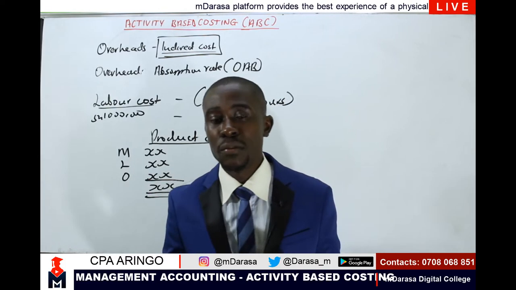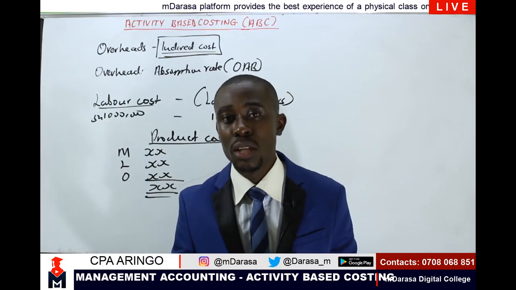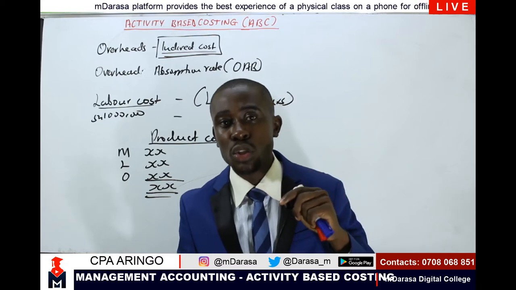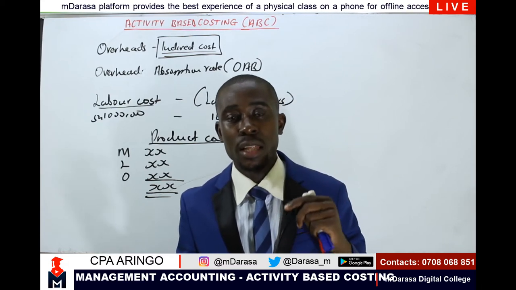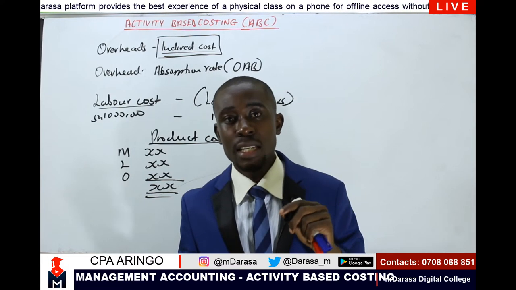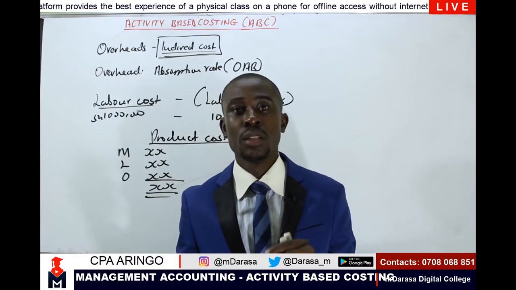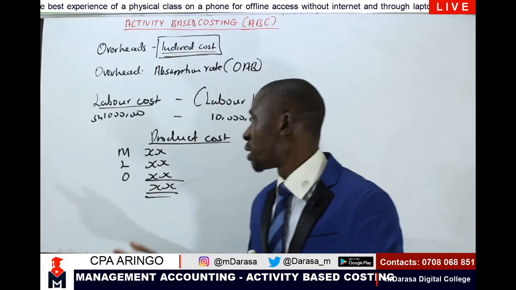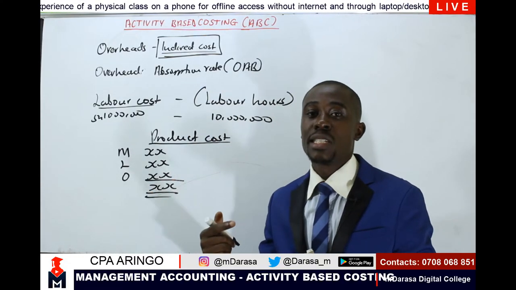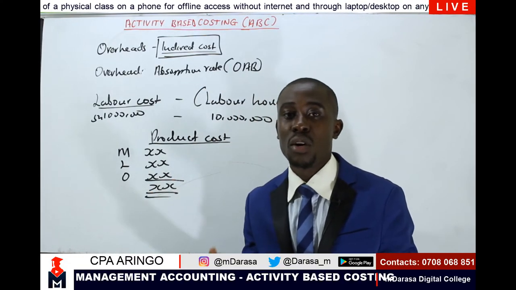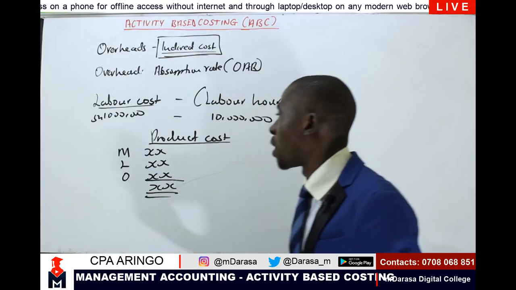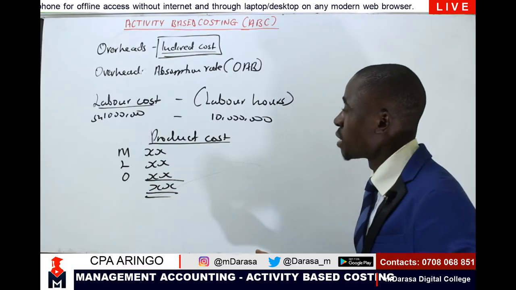After we've identified the major activities within the organization, it is the same activities that we are going to use to allocate these overheads. It is these activities that we are going to use to determine the overheads. So basically, that's why we're talking of ABC. This is not a traditional method of allocating our overheads, but instead we are dealing with a new method of allocating our overheads.